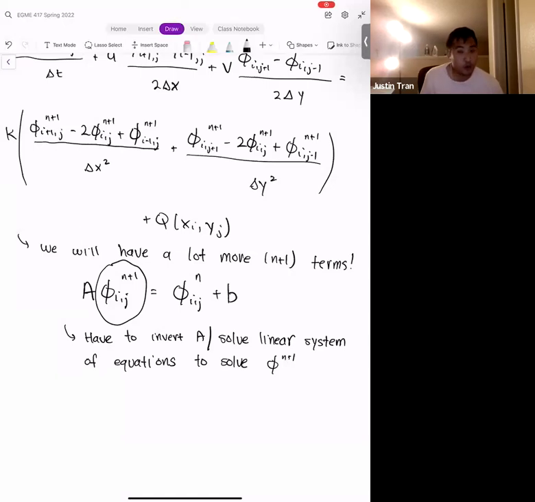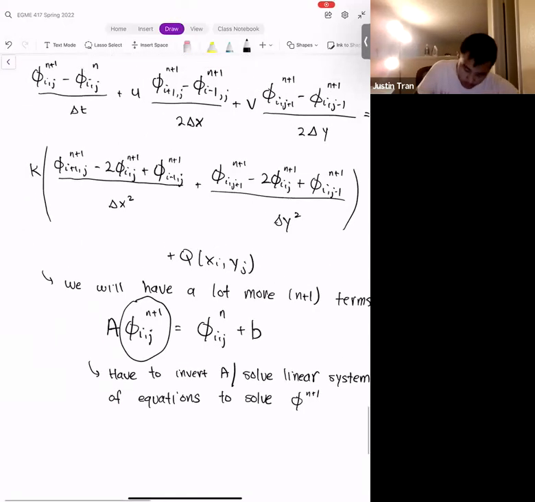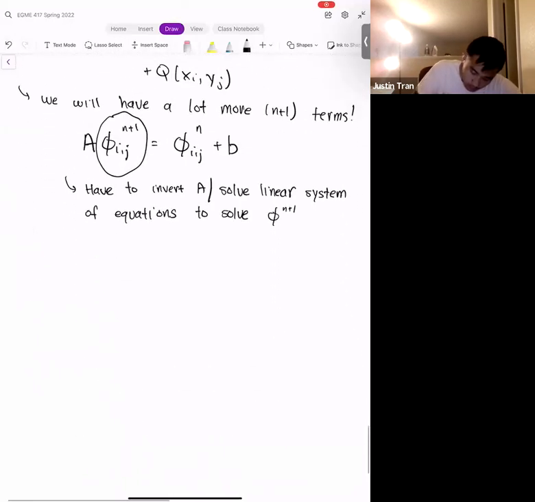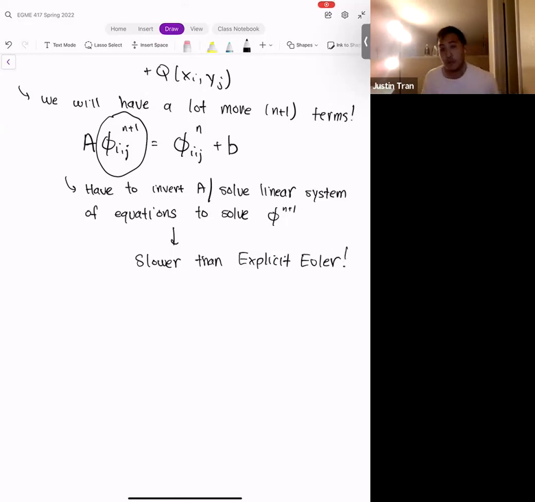And as we discussed before, this process is a lot slower. And so the question is, why would you go through the trouble of doing implicit Euler, if it's going to be a lot slower than explicit? Well, and this is one thing that I've kind of forgotten to talk about up until this point, right?